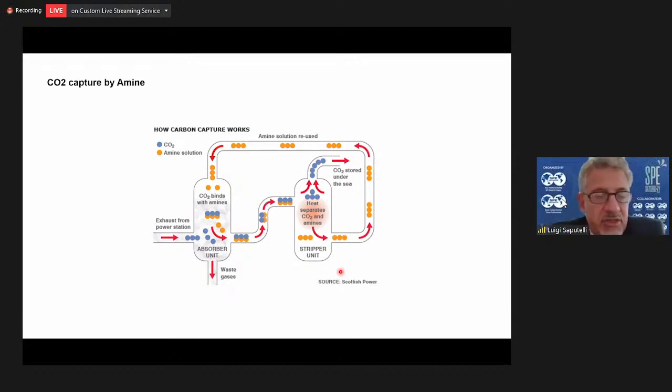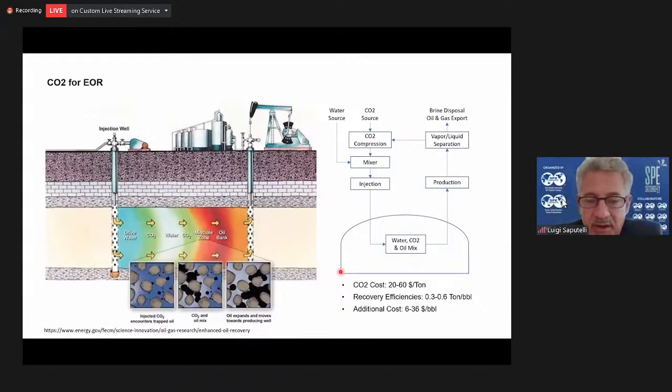In the utilization, we will be talking mostly about CO2 for EOR. And we are all petroleum engineers. This is what we do. This is the core of our business.